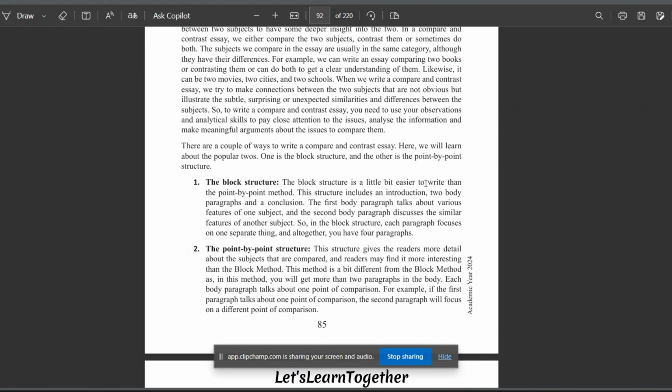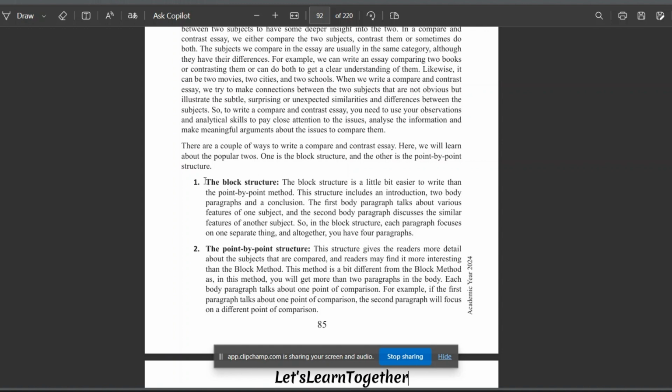Okay, now, there are basically two structures of writing a compare and contrast essay. One is the block structure, and the other one is the point by point structure. All right. So, block structure is the easier way compared to the point by point structure. There are basically four paragraphs in the block structure: the first paragraph is the introduction, then the next two are the body paragraphs, and the last one is the conclusion.